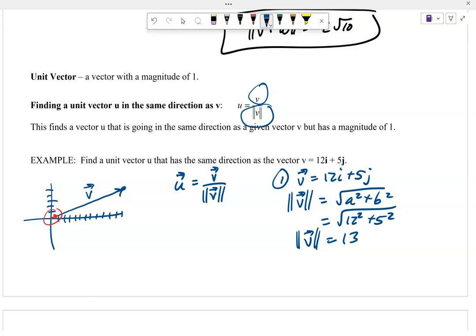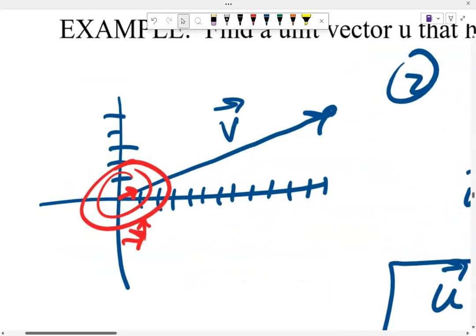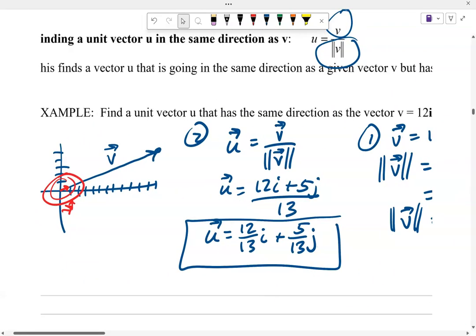Now number 2, let's find the unit vector. The unit vector is vector v, 12i plus 5j, but I divide it all by its length, 13. That's a common denominator, so I get 12/13 i plus 5/13 j. So it goes to the right 12/13 and then up 5/13, and that's vector u. That's the vector u right there that only has a length of 1. It's a unit vector.